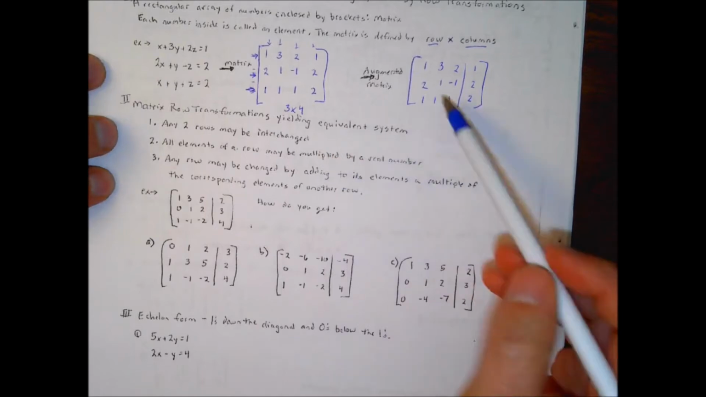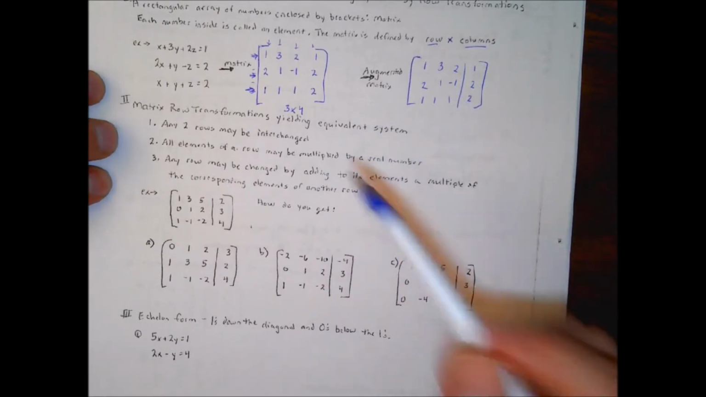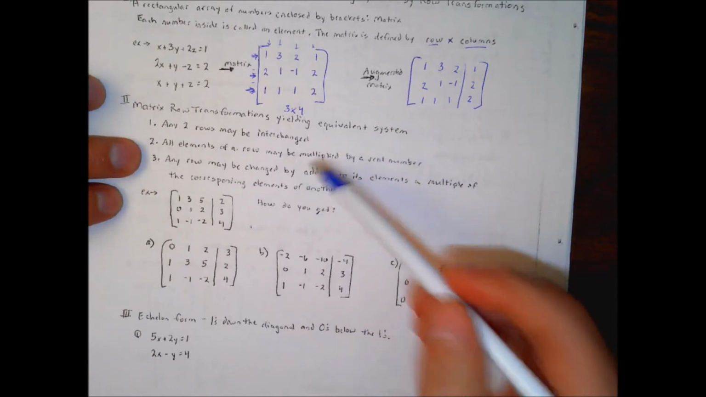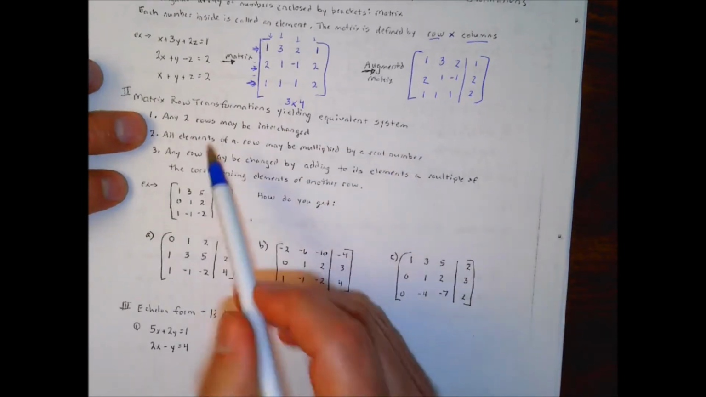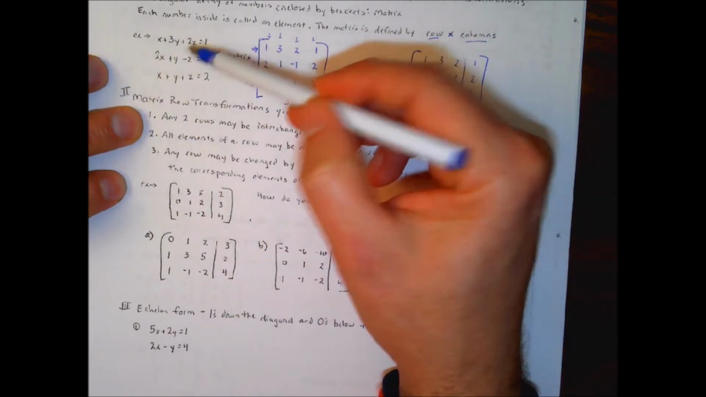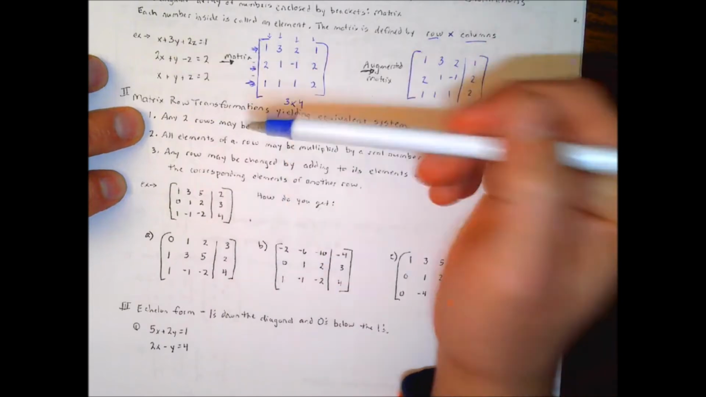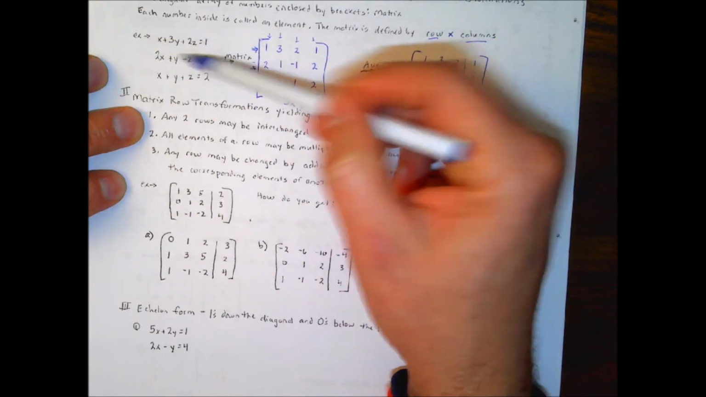Now, what we're going to do today is transform these rows. Looking at each of these individual rows, we can do these things. These are all legal things to do. Any 2 rows can be interchanged. If you think about solving these, if I take this row and this row and exchange those 2, that's fine. It doesn't matter if this one's first or that one's second.